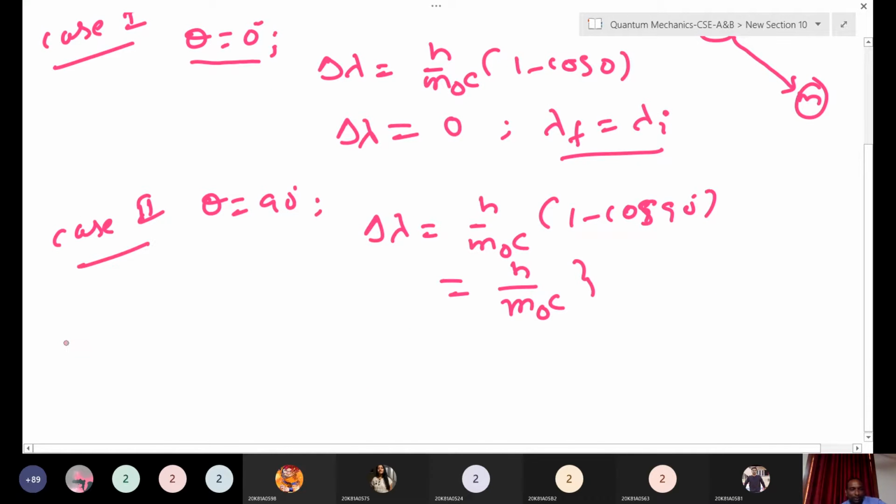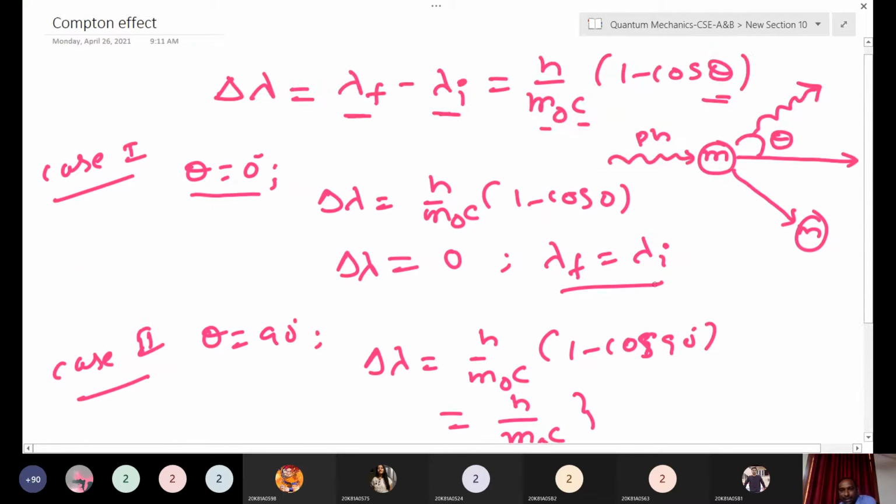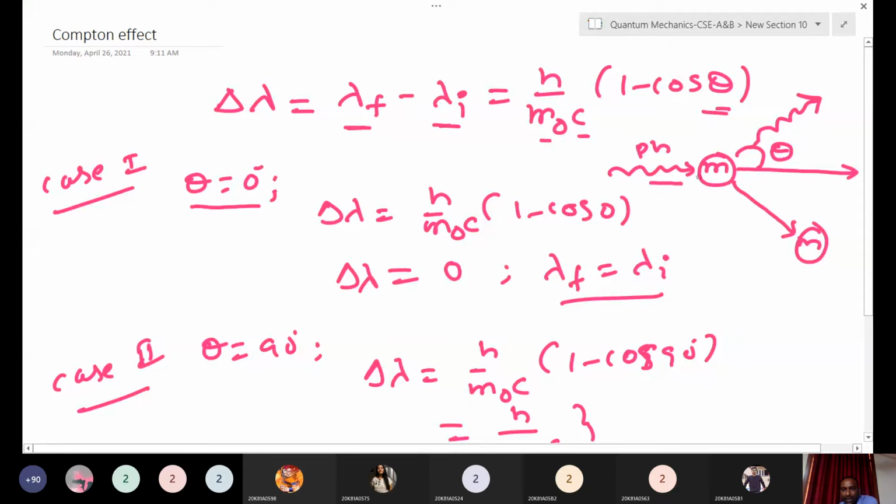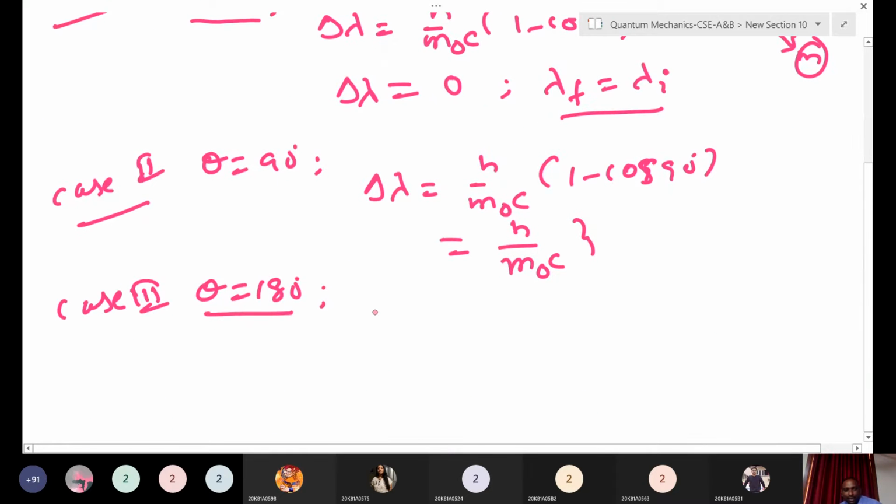We will take one more case. Case 3: theta is equal to 180 degrees. 180 degrees means back scattering. After the photon hits the electron, the photon is scattered back, the total angle being 180 degrees. So it is a back scattering phenomenon. Theta equal to 0 means no scattering, and theta equal to 180 means back scattering. The photon will completely reverse back. You can write it down.